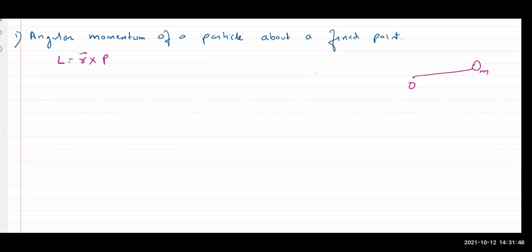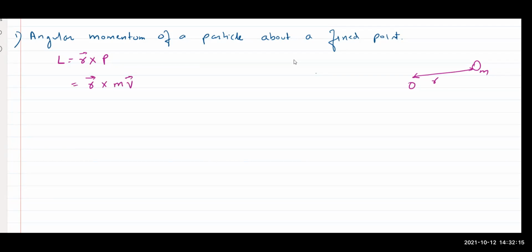This R is the distance between the fixed point of rotation and the object. Yes, not radius. If it rotates, it makes a circular orbit, and you can say it is the radius of that. And what is P? P is your linear momentum. So L is R cross P, where P is mass into velocity.